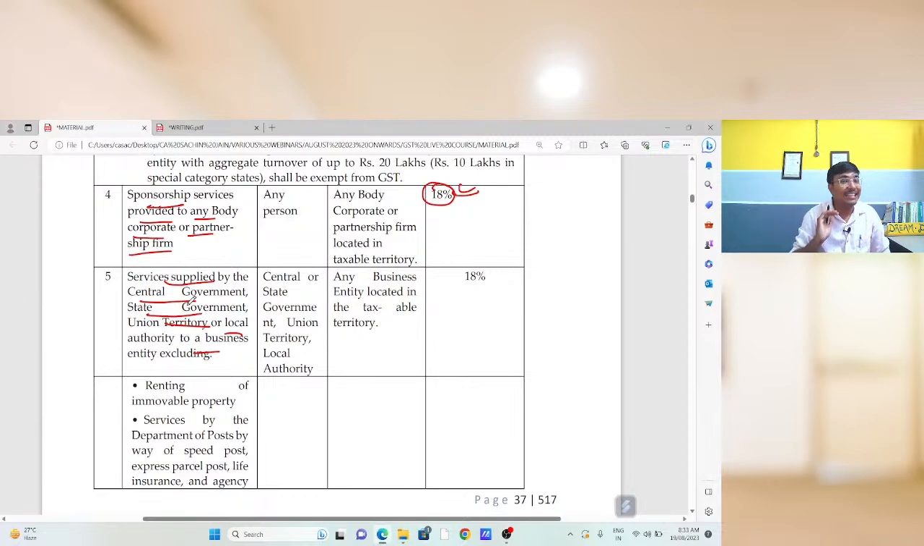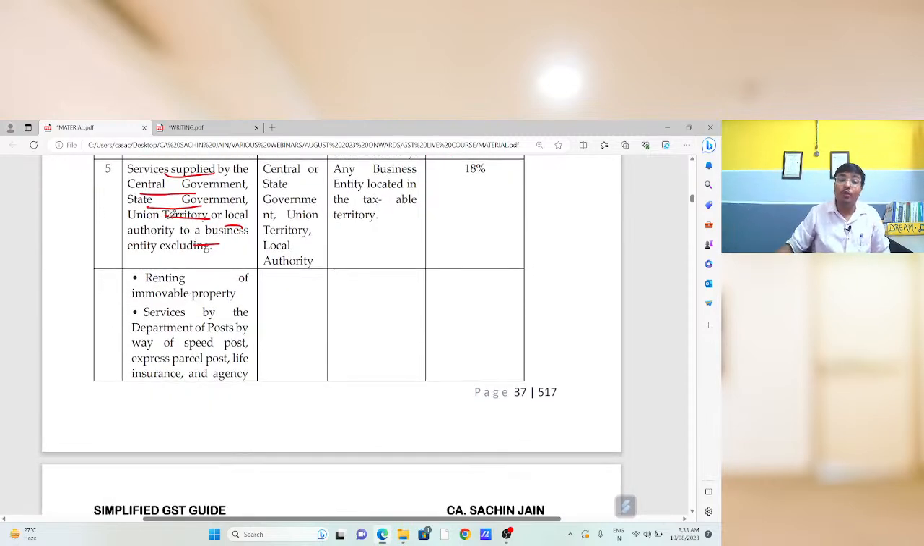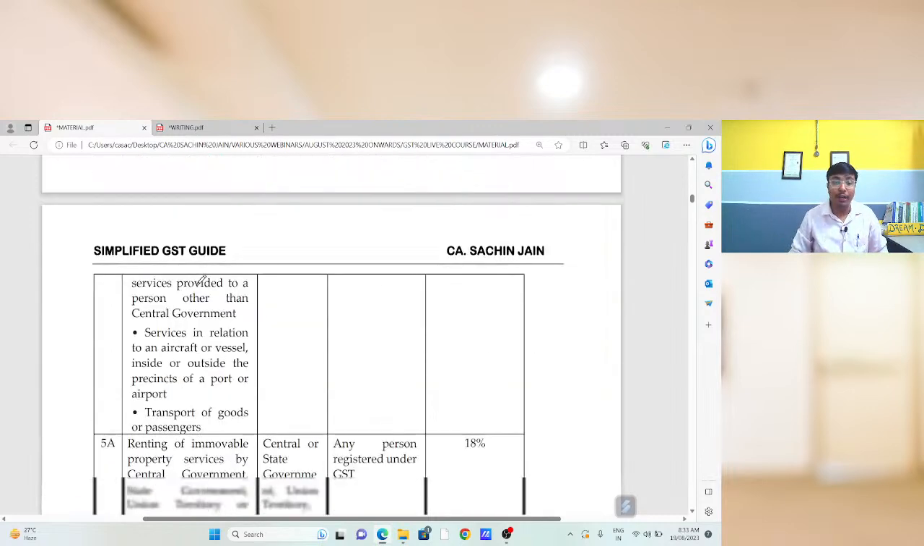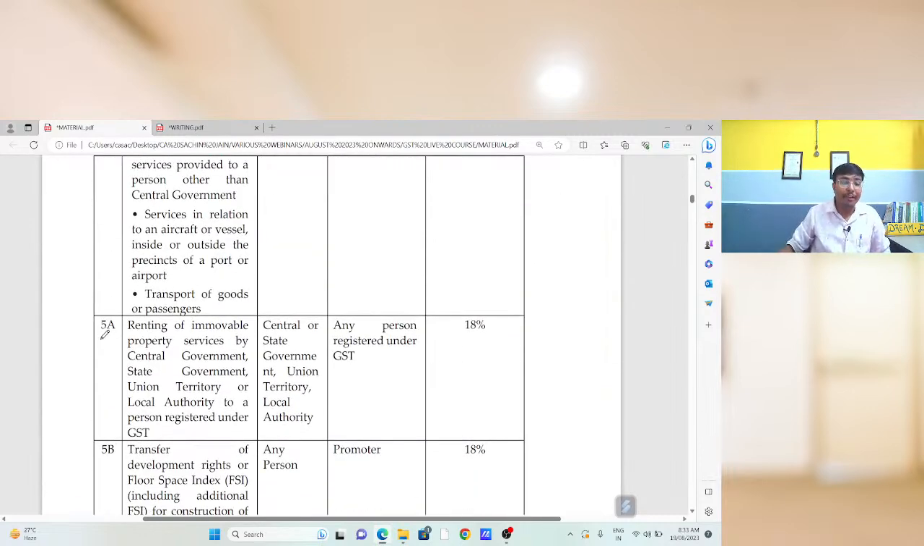But there are certain exceptional cases when the government provides the renting of immovable property. In that case, reverse charge mechanism is not applicable as per this clause. But if you read clause number 5A, renting of immovable property by the central government, state government, union territory, or local authority to a person registered under GST, in that case that recipient is liable to make the payment of taxes.